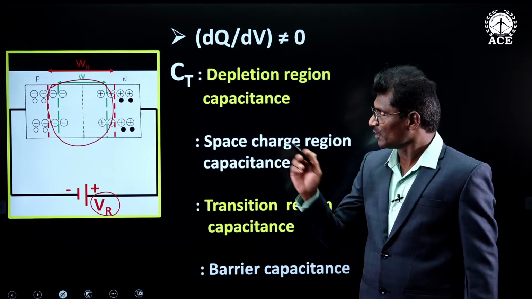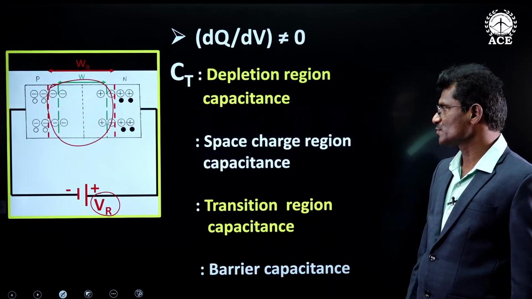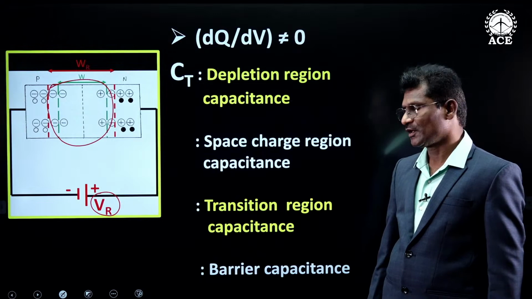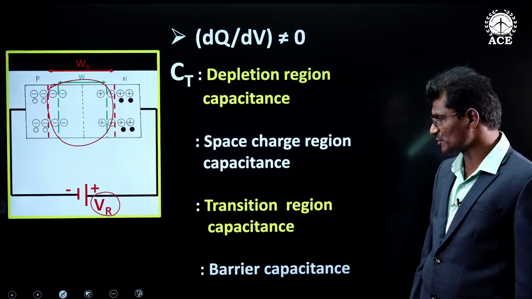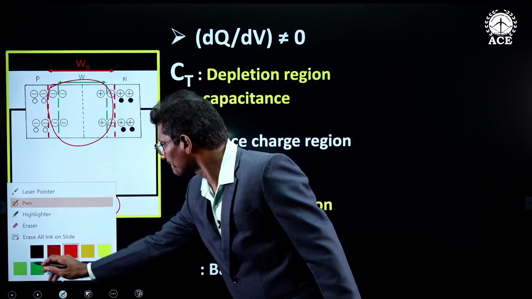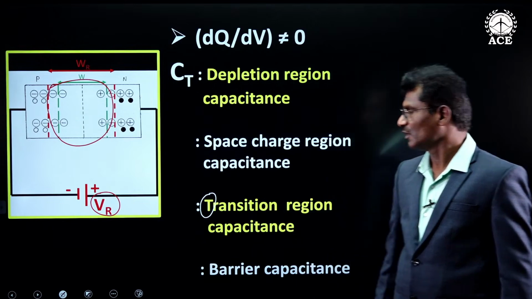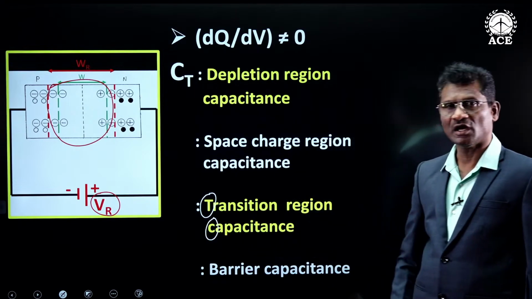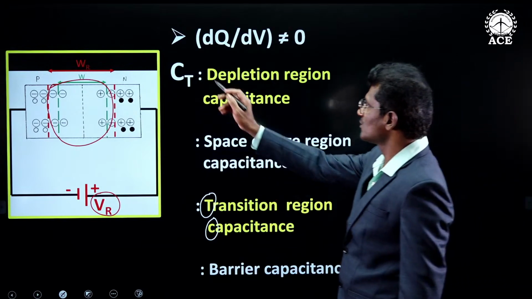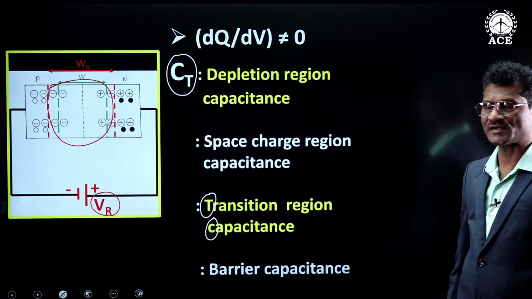And hence it is given multiple names: depletion region capacitance, space charge region capacitance, transition region capacitance, and barrier capacitance. In the word transition, alphabet T is considered. In the word capacitance, alphabet C is considered, and hence put together it is given the name CT, transition capacitance.